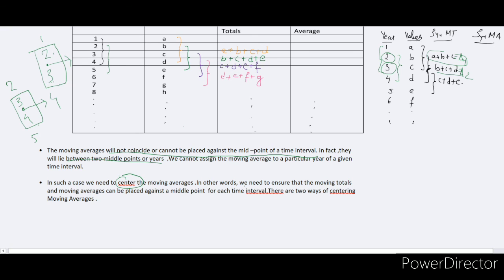By centering, we ensure that the moving totals and moving averages can be placed against a middle point for each time interval. For the first 4 years, by centering the moving averages and totals, we will be able to find the middle year of that time interval. Then for the next time interval of 4 years, 2, 3, 4, 5, we will know which year is the middle point, and so on. So there are two ways, or two methods, of centering moving averages.